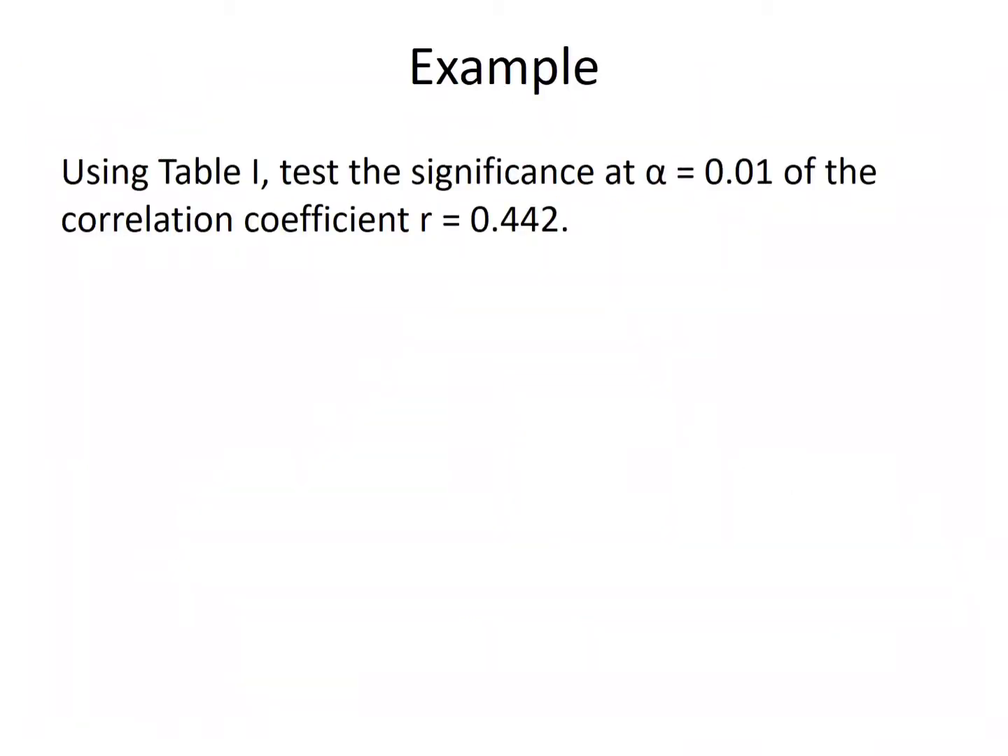Another example, but this time we're going to be using table I. Again, to find table I, it would be under important formulas on Canvas. Test the significance at alpha equals 0.01 of the correlation coefficient r equals 0.442, using table I though.